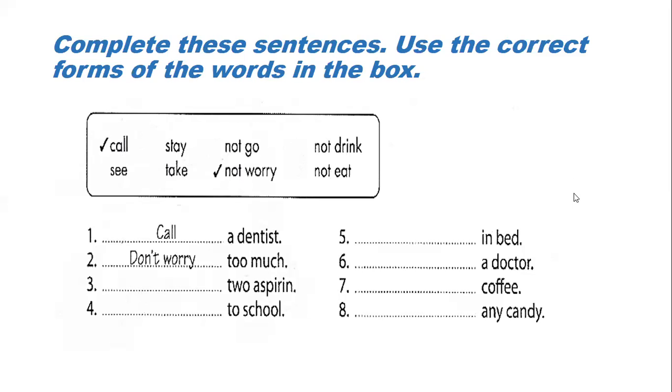Now, let's take a look at example number one. Example number one, we're using the verb call, right? It says call a dentist, right? That is positive. And then we have the example here, not worry. That's number two, right? It says don't worry too much. Okay, very good. So if you have verbs that are with not, you're going to use the structure don't, right? That's what you're going to do.